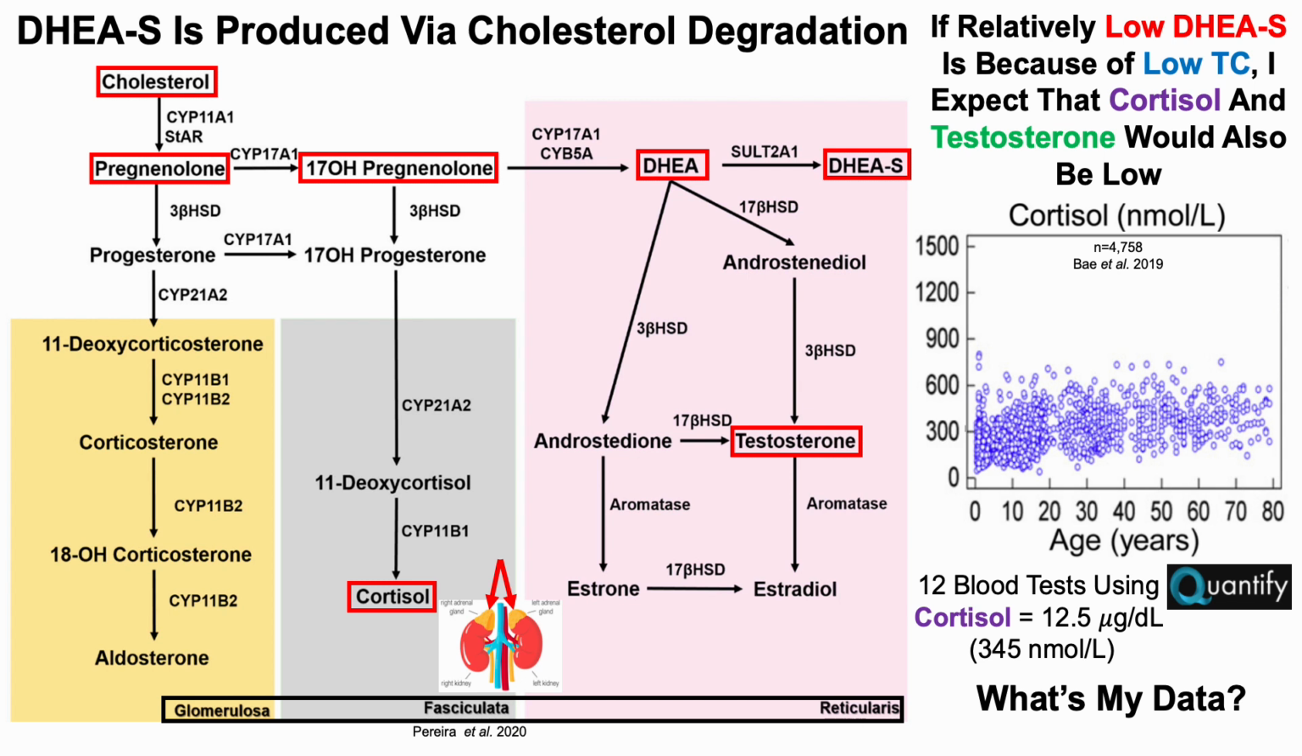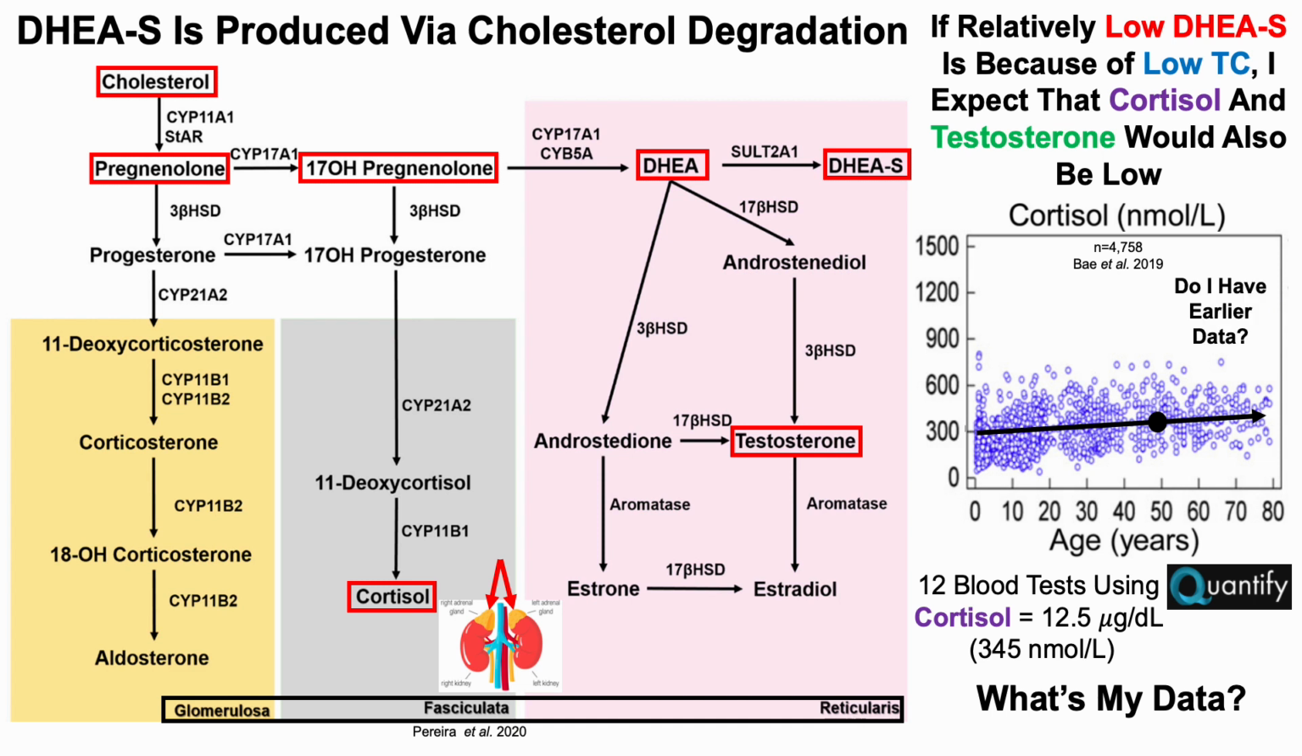So let's put that data into perspective by looking at the age-related changes for cortisol. And this again is from that study of more than 4,700 to 4,800 people. So cortisol is a little bit different from DHEA sulfate. We can see a small increase for cortisol during aging. And putting my data into perspective, it doesn't look like it's low. It's somewhere in the midpoint of what you'd expect for someone of my chronological age.